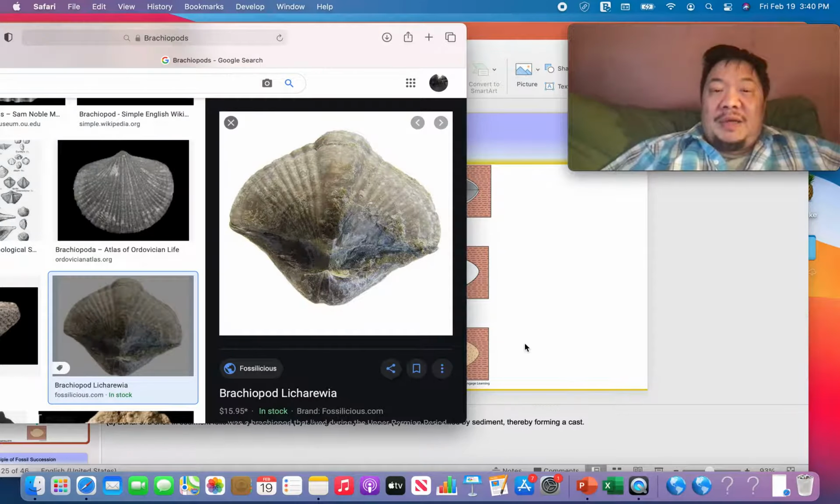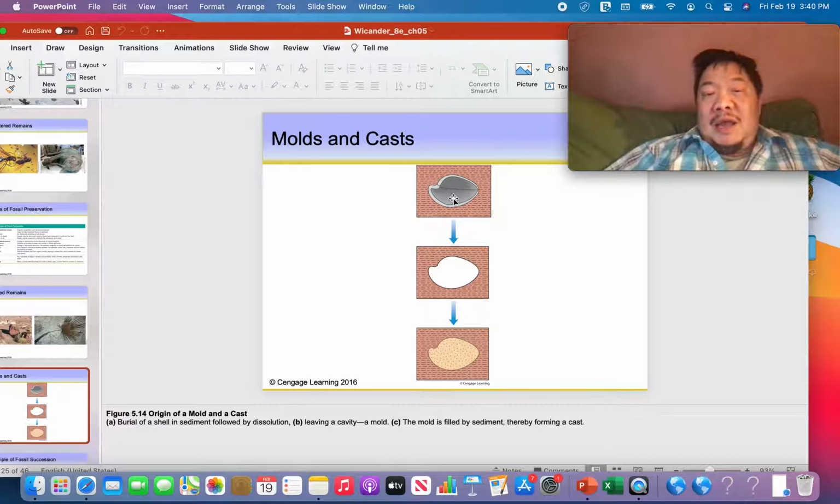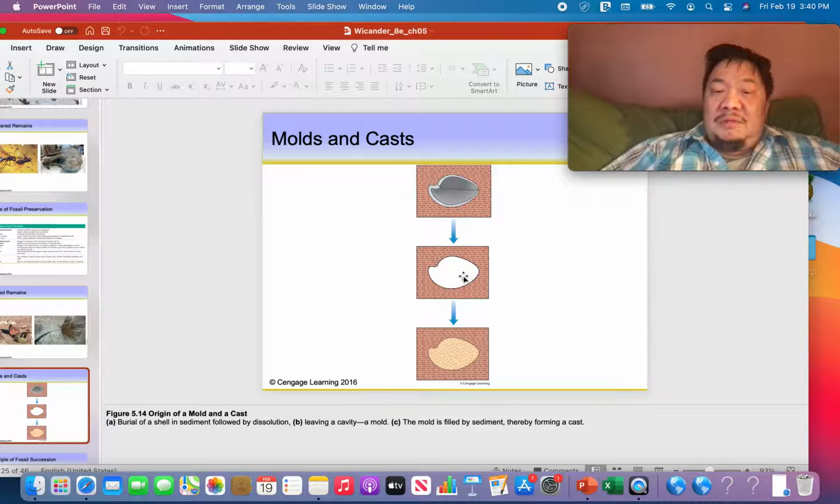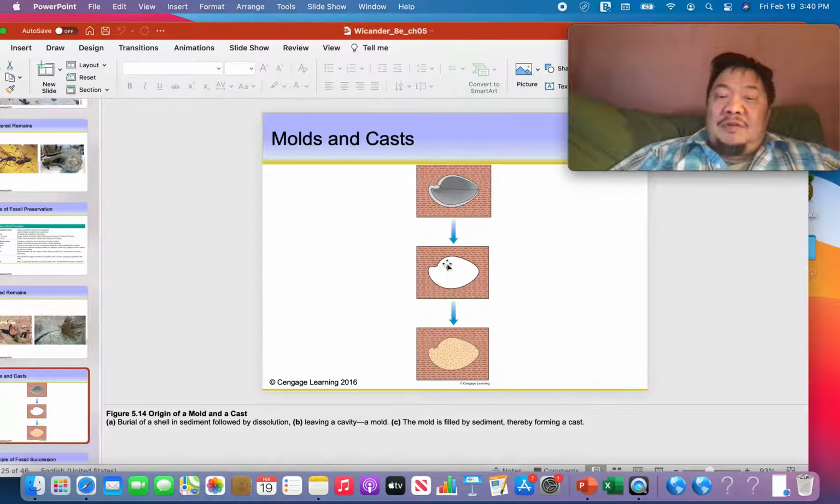These are called brachiopods. Anyway, this brachiopod died in the ocean, was rapidly buried by mud, forming this shell around it, and the shell dissolved, forming a mold. Later on, the mold was filled with some other sediment, maybe quartz, for example, and it became a cast. So if it doesn't get filled, if there's just an opening here, that's a mold, and if it gets filled, it's called a cast fossil.